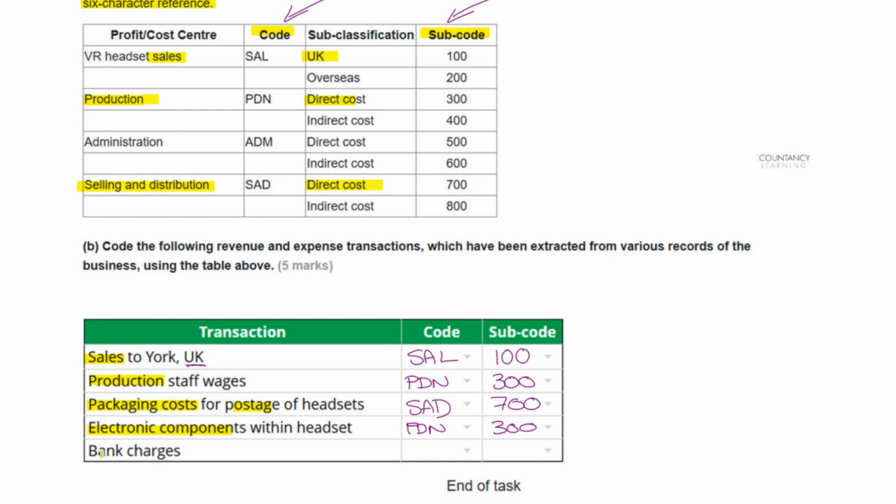And then finally, bank charges. Bank charges is administration. It's not related to sales, production or selling and distribution. So it's going to go under our administration, and it's an indirect cost. The bank charges have no correlation to the production. That brings us then to the end of Task 3.